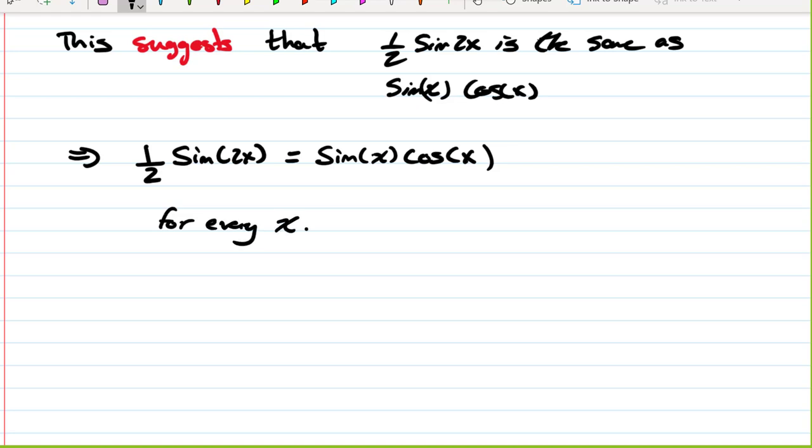And if that's the case, that would make this an identity. So we'll show that this actually is an identity a little bit later, but for right now, we're just going to leave it as it is and believe for a minute, and a little bit later on we'll come back and show that this is actually an identity.